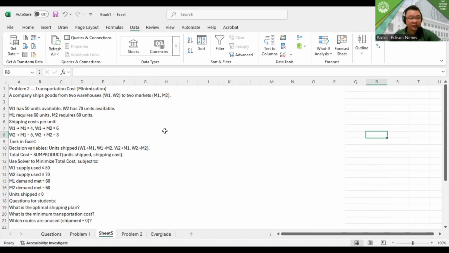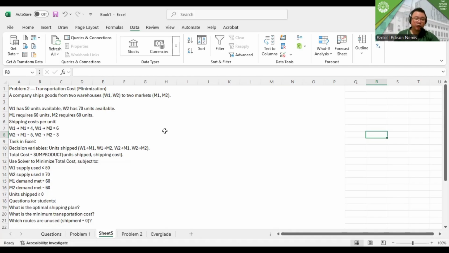To make a decision, this is what we are looking for: the units shipped from W1 to M1, W1 to M2, W2 to M1, and W2 to M2. These are the things that you will put into the constraints portion of your solver. To get the total cost, we need the sum product of the total units. When using the solver, these are the constraints we need to input, and of course, the units shipped are at least 0. Please take note of this.